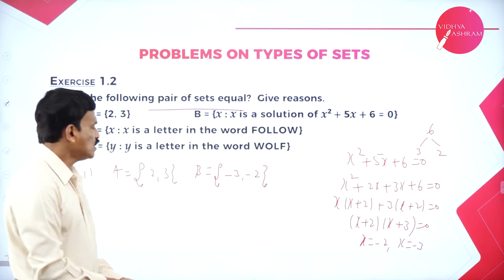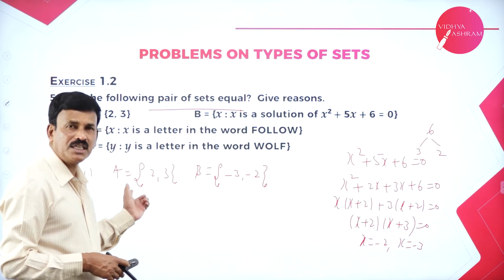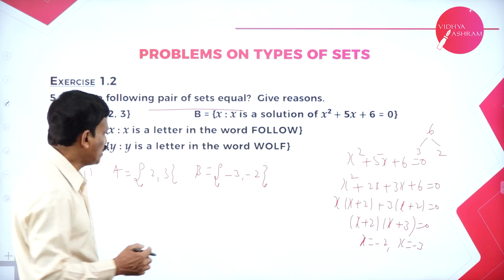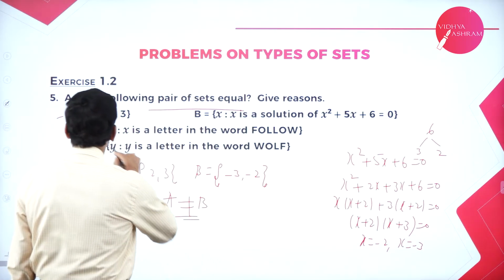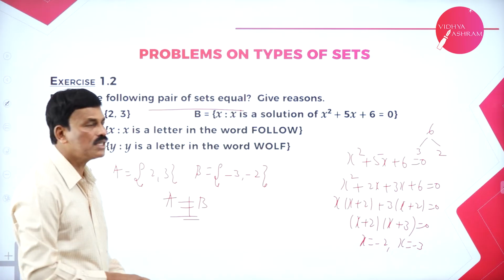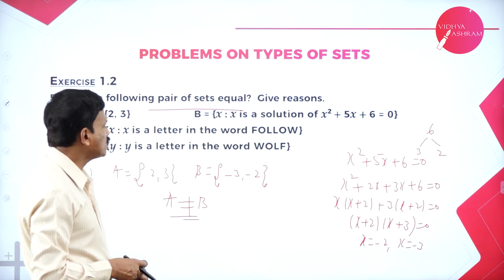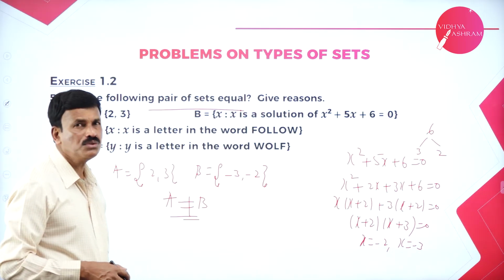See the difference? A contains 2 and 3. B also contains 2 and 3 in magnitude. But in A, all the elements are positive, whereas in B, they are negative elements. We can say that A is not equal to B. They are not equal because A contains positive numbers, whereas B contains all the negative values. So, A is not equal to B.